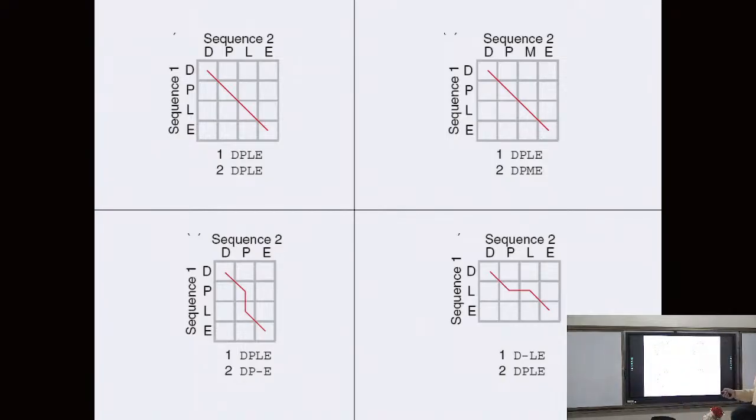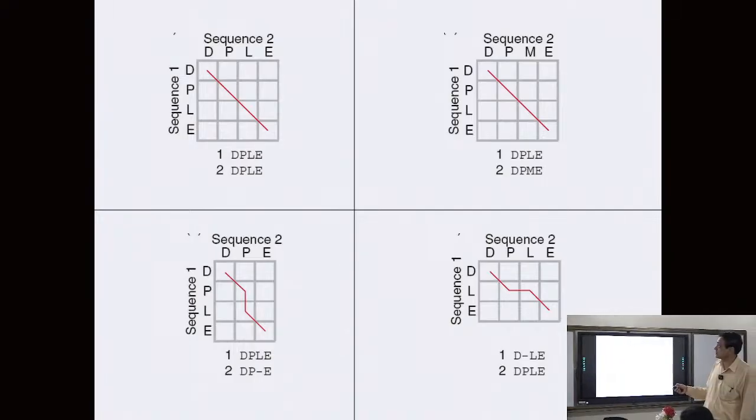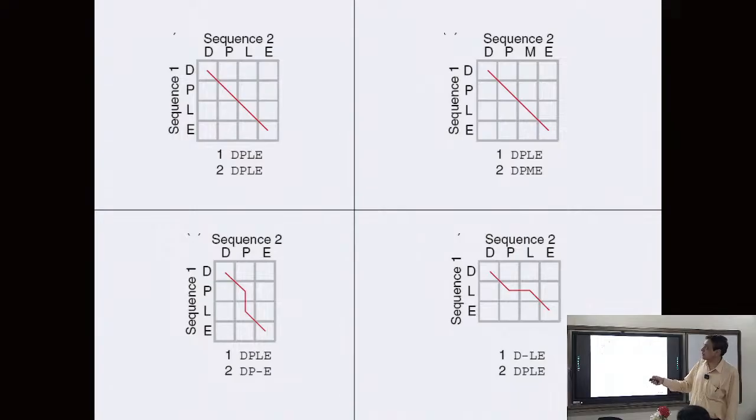On the other hand, if there is a mismatch, say the first sequence is DPLE and the second sequence is DPME, there is a mismatch in the third position, an LM substitution. You will align like this: D aligned to D, P aligned to P, L to M, E to E, right? You will tolerate one mismatch, it got aligned. So you will see that for a mismatch also, you come along diagonally in the matrix.